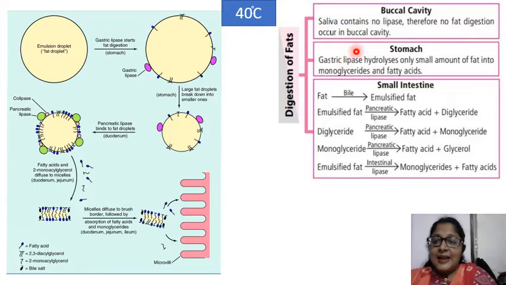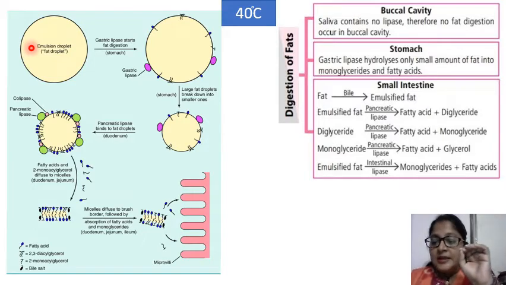Coming to the gastric lipase, which is present in the stomach, fat digestion starts a bit with the gastric lipase. So over here we'll come to this picture. We can see that this is a fat droplet which is emulsified. Now what is emulsion, we will come to know. This is a fat droplet which is emulsified, and gastric lipase acts on this emulsified droplet.